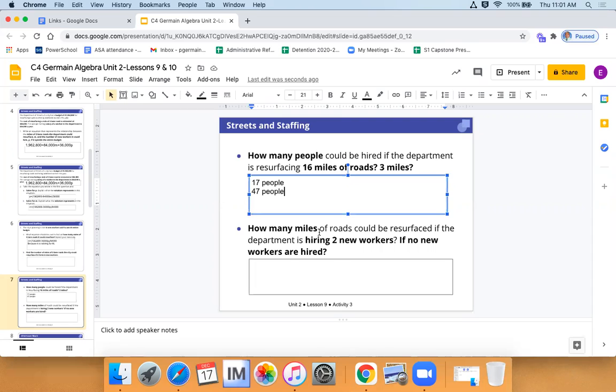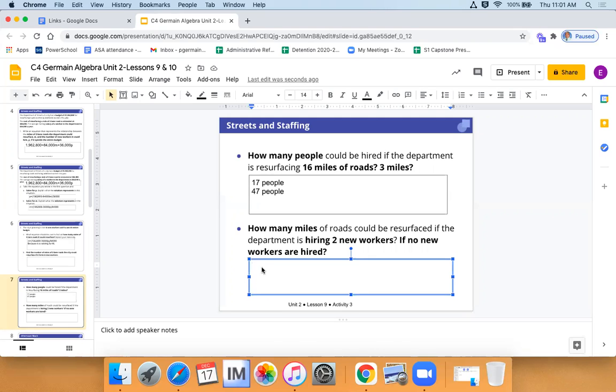Okay. What about if we hire 2 new workers? How many miles of road can we pave? What did we get for this one here, guys? This one, think about, can we do decimals for this? Thinking logically, can I pave like half a mile? Yes, we can. In this one, we can use those decimals.